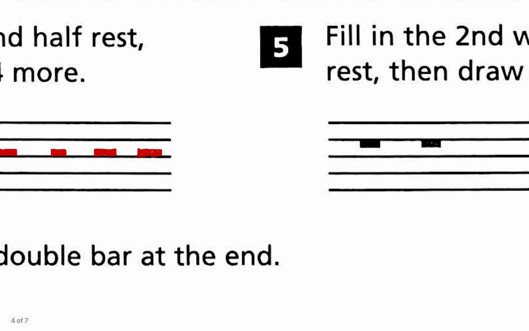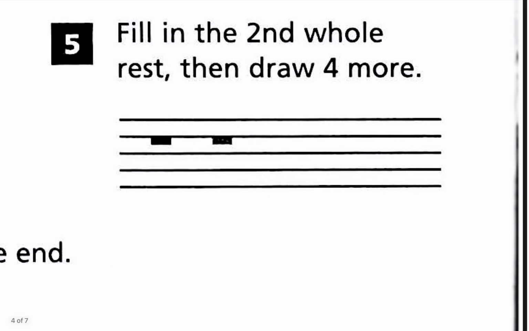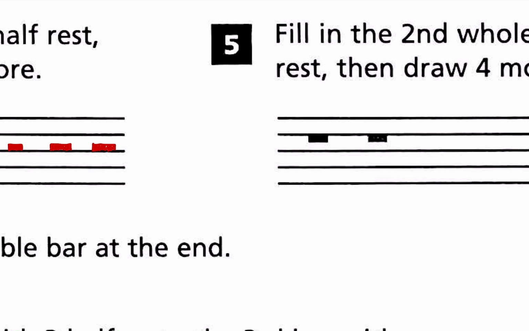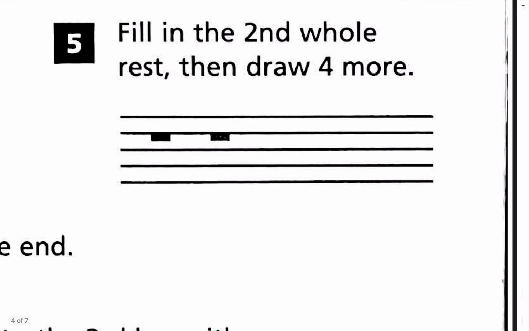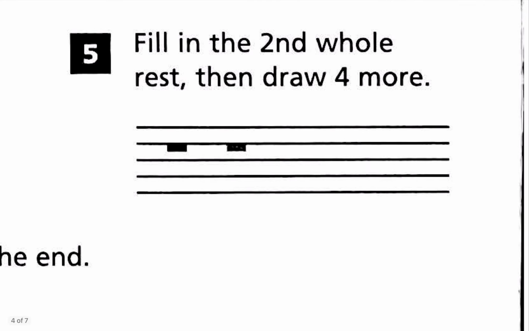Now our whole rests are going to be in that same space. See this? They're both inside the third space. But now they're on the top half of that space because they're a hole in the ground. They sit under the fourth line, whereas our half rests sat on top of the third line. And yes, they should be colored in.